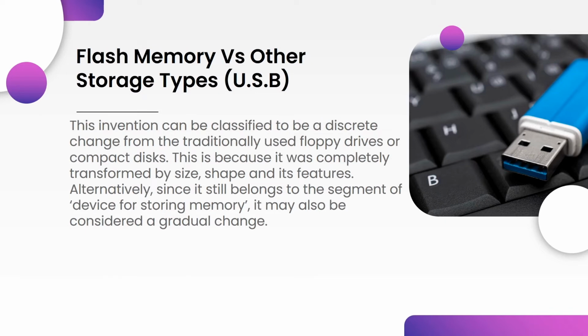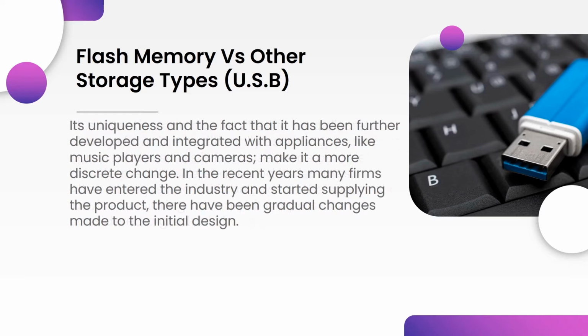Alright, so flash memory, USB sticks continued. This invention can be classified as a discrete change from the traditionally used floppy drives or compact discs. This is because it was completely transformed in size, shape, and features. Alternatively, since it still belongs to the segment of devices for storing memory, it may also be considered a gradual change. Its uniqueness and the fact that it has been further developed and integrated with appliances like music players and cameras make it a more discrete change.